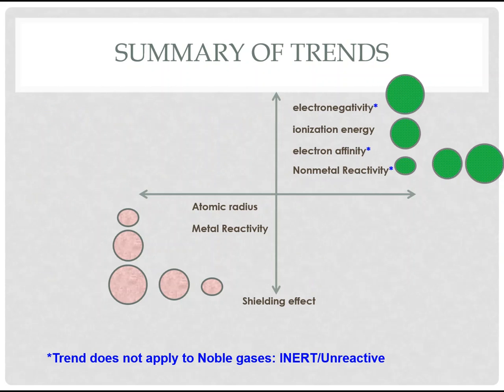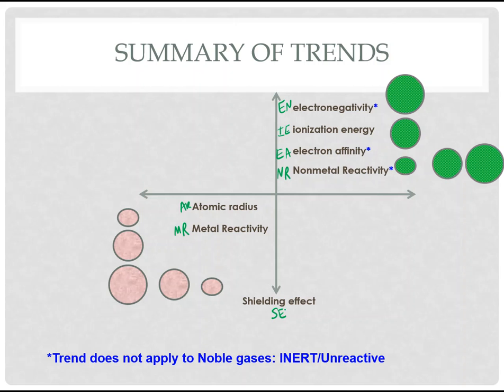Now, this is the summary of the trends. So put this on here and I starred the ones in blue, of course, that do not really apply to the noble gases, right? Because they're inert, they're unreactive, they're already stable. So electronegativity, electron affinity, and nonmetal reactivity do not apply to the noble gases. You can abbreviate these too. You don't have to keep them, like you could do EN for electronegativity, IE for ionization energy, EA for electron affinity, and NR for nonmetal reactivity. Over here, you could abbreviate atomic radius AR and metal reactivity, shielding effect if you don't want to write out the entire words.